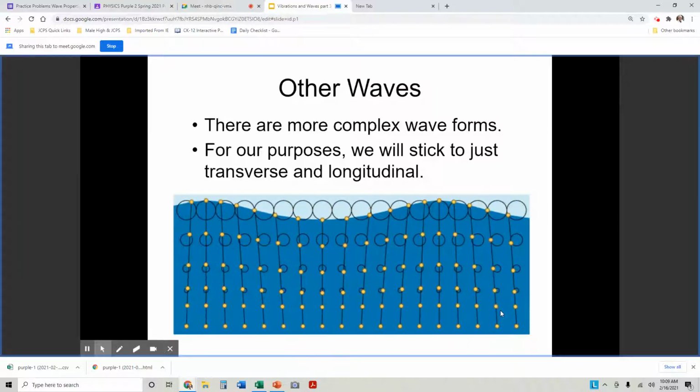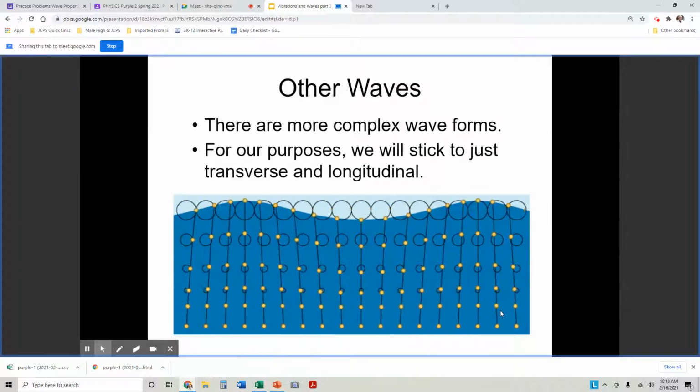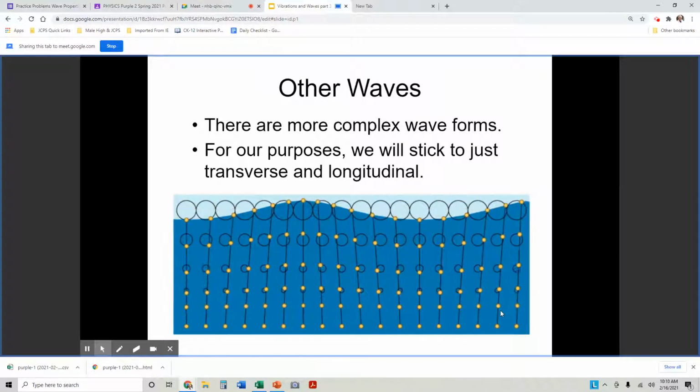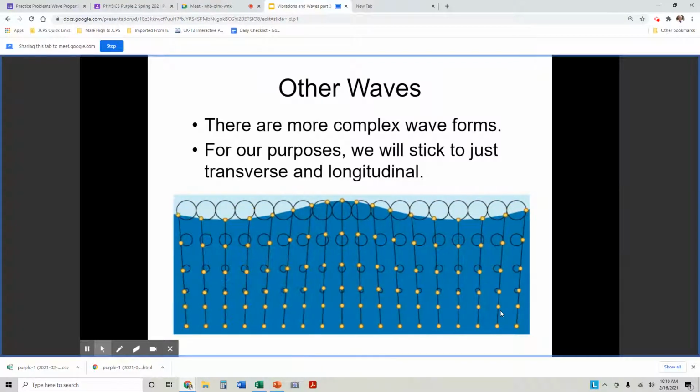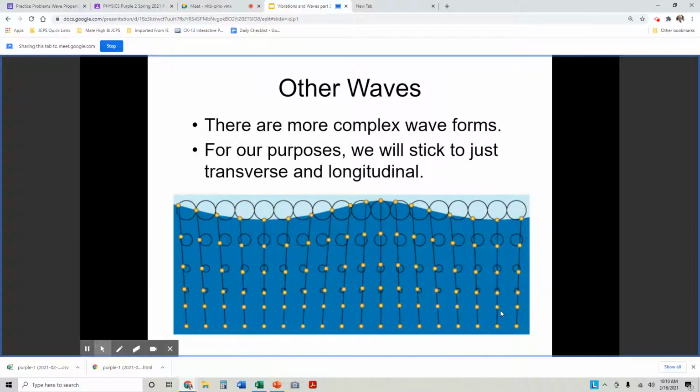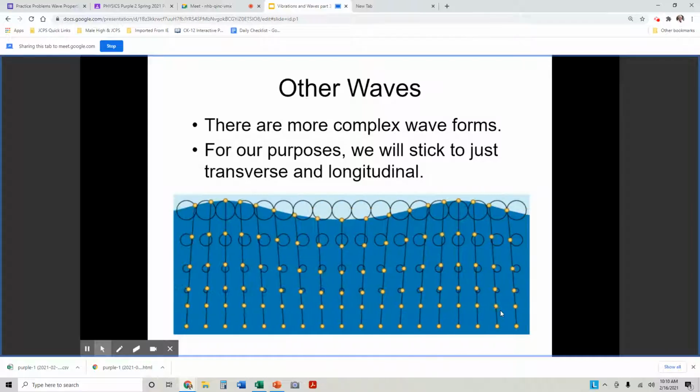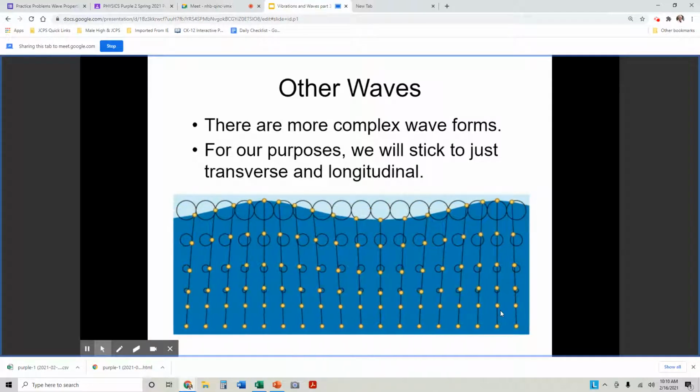There are more complex waveforms. So for example, if you were to look at water molecules, you could see that they more or less move in a circle, and they don't move in equal circles, depending on how far below the surface of the water it is. That's a more complex waveform, and we are not going to be discussing that.